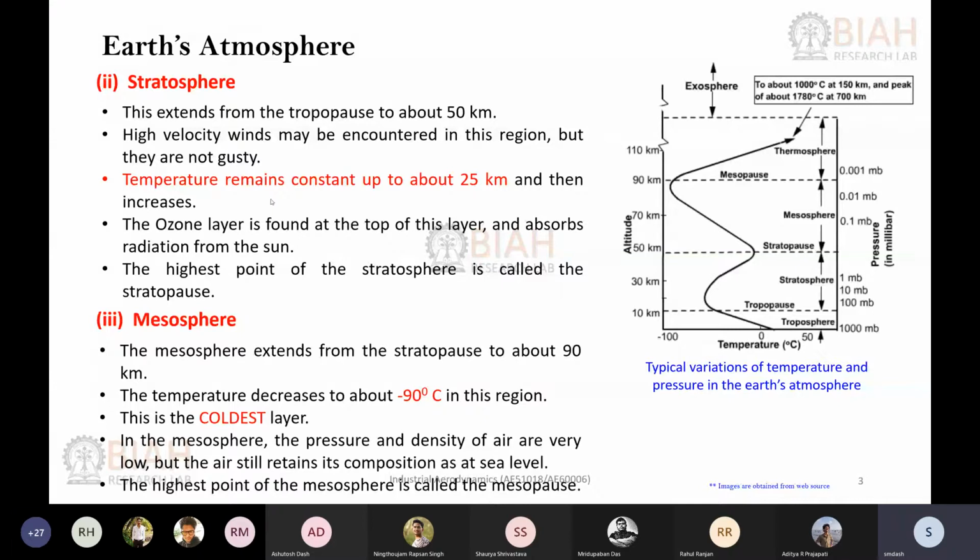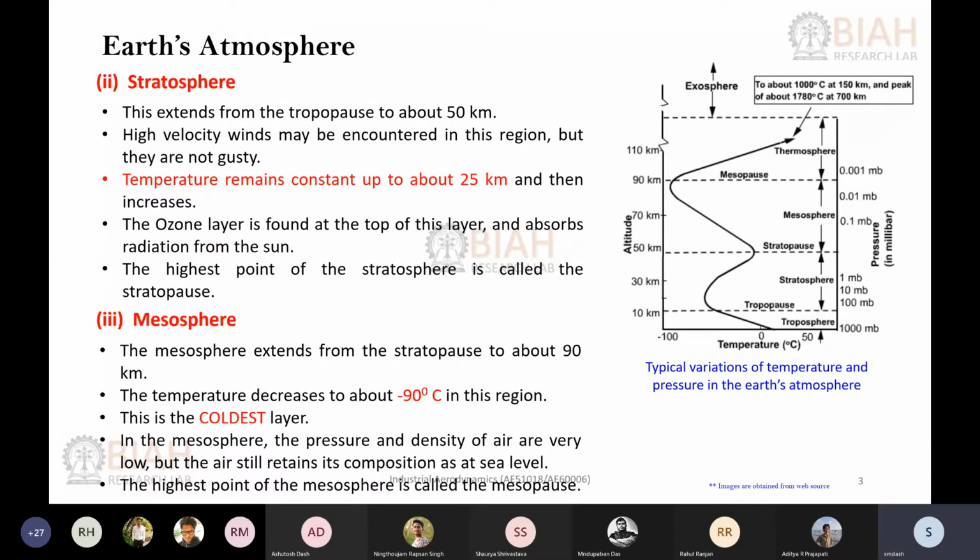In this range, up to 25 kilometers or so, there is almost a constant temperature. The variation in the temperature is not so significant, so we sometimes assume that up to 25 kilometers, the temperature remains the same. Near the top layer of the stratosphere, generally what we see is the ozone layer. You already know about the advantage of the ozone layer.